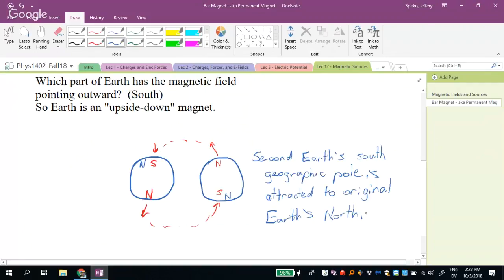So the south pole of the second Earth is north-seeking from the perspective of putting it near the original planet. And that's what we use to define what a north magnetic end of a bar magnet is when you let it do what it wants, which end points north. So that's a little bit of weirdness.